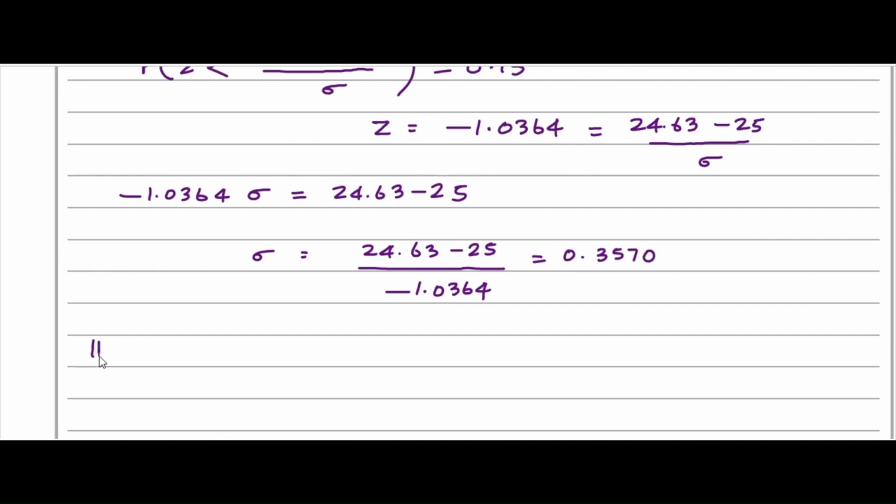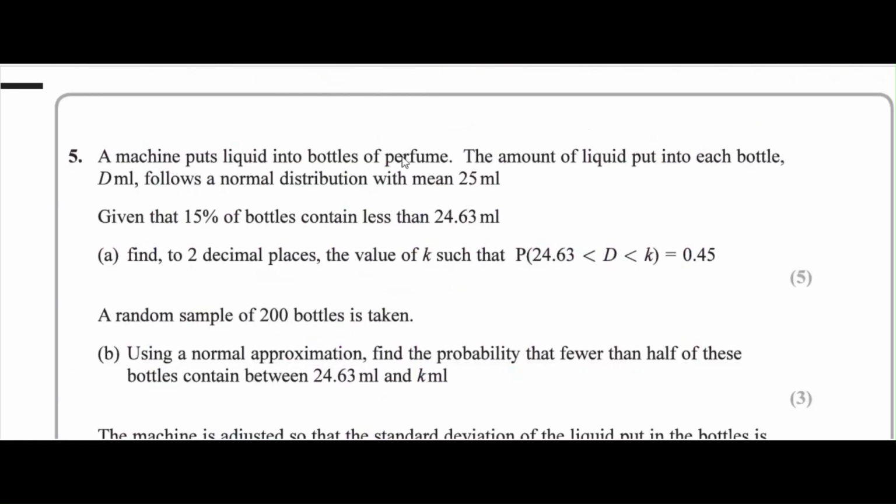Hence we can say D follows normal distribution with mu is equal to 25 and variance is equal to 0.3570 square. Now from this we have to find out k such that D is greater than 24.63 but less than k has a probability of 0.45.